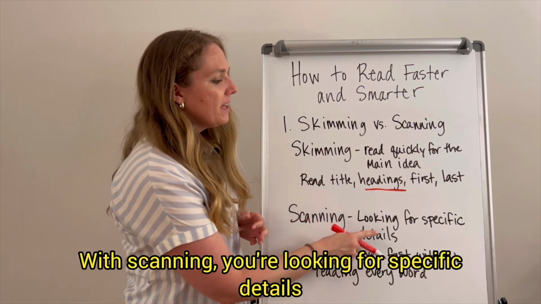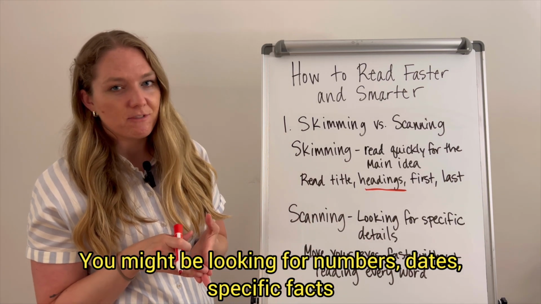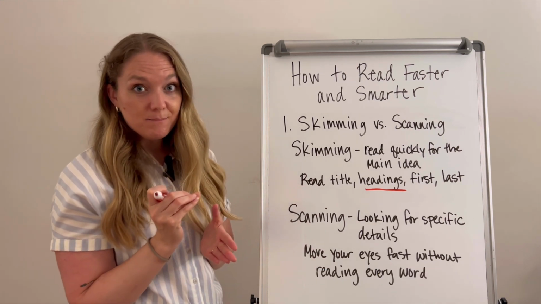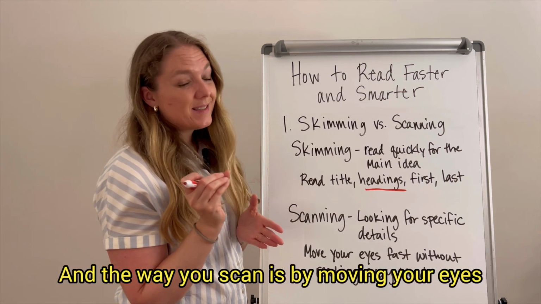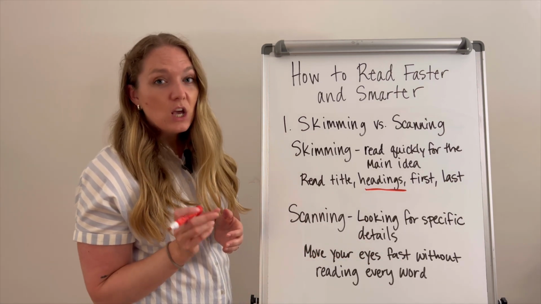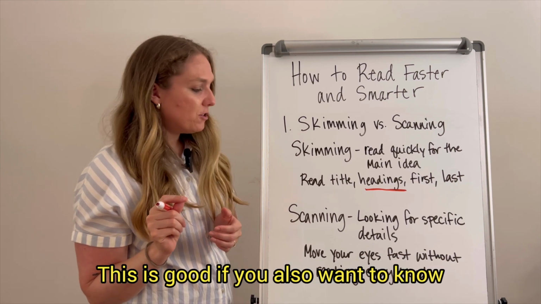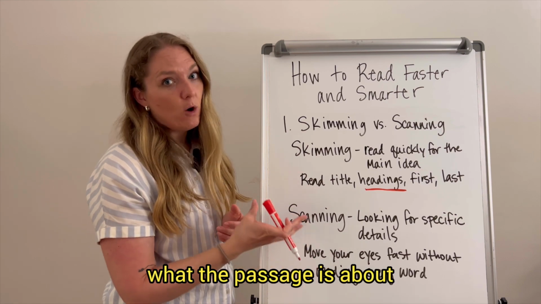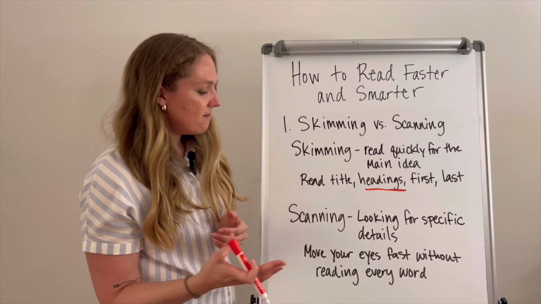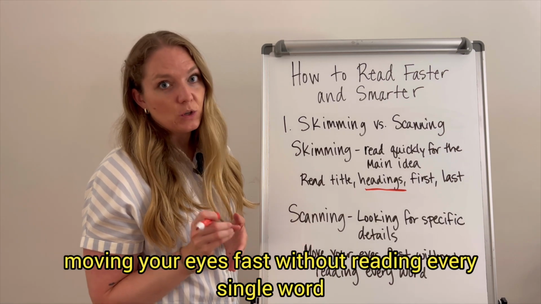With scanning, you're looking for specific details. You might be looking for numbers, dates, specific facts, or specific pieces of information. And so you're looking for that quickly. And the way you scan is by moving your eyes fast without reading every word. So really you're just looking for those key words or those key details. This is good if you also want to know what the passage is about, but you want more information. If you're looking for something more specific, then you would be scanning, moving your eyes fast without reading every single word.